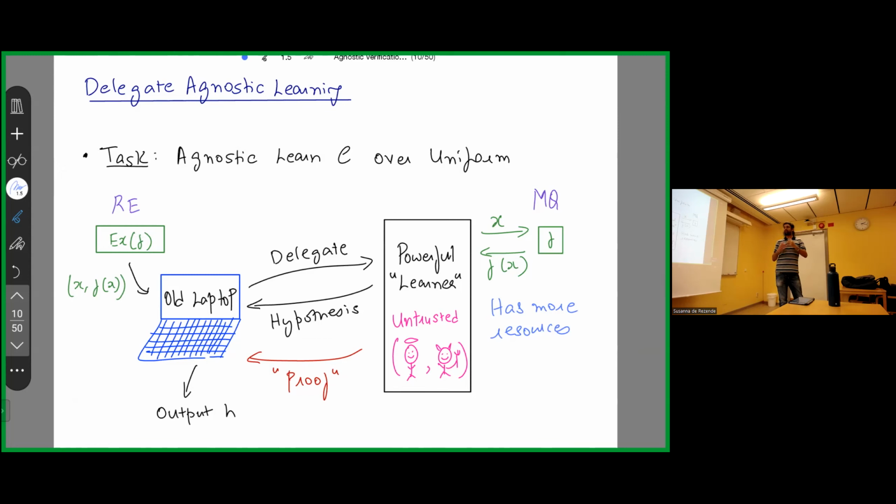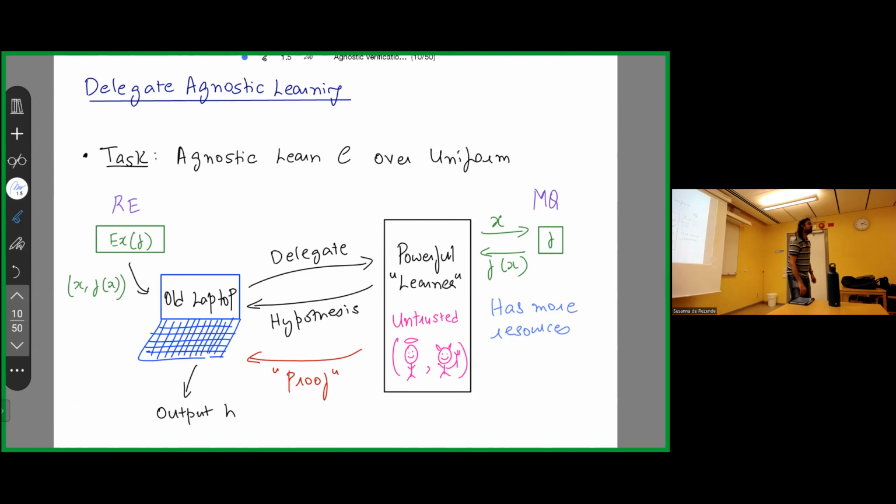So what I do is I place the burden on the learner to prove to me that they have accurately learned, agnostically learned, this class C. And yet I want to check this using as few random examples as I can. So there's a notion of delegating agnostic learning.